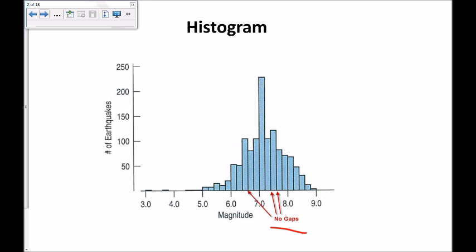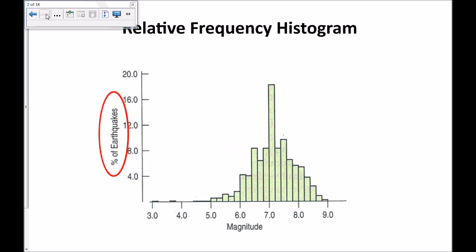Also notice that on the side here, we have the number of earthquakes. And that is different from a relative frequency histogram, where on the side we have a percent. It's a relative frequency. Whenever you hear the term relative frequency, usually it involves percents. So a relative frequency histogram is like a histogram with no gaps, but on the y-axis we have the percent of earthquakes, not the number of earthquakes.